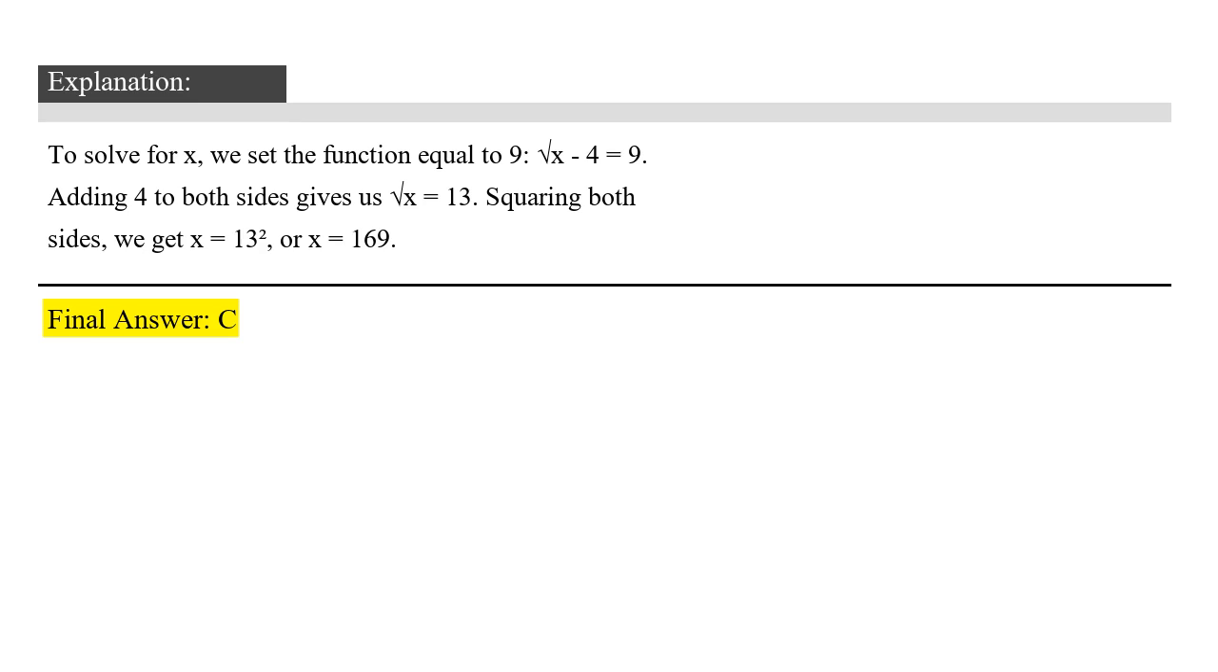We can use a Venn diagram to solve this problem. Let A represent the set of people who like... Adding 4 to both sides gives us square root x equals 13. Squaring both sides, we get x equals 13 squared, or x equals 169.